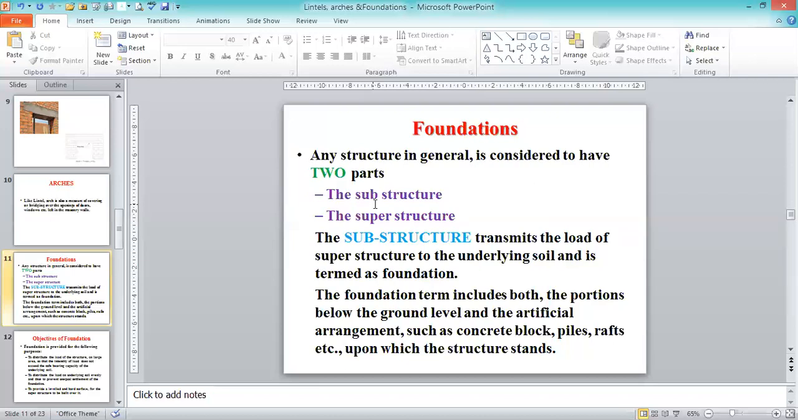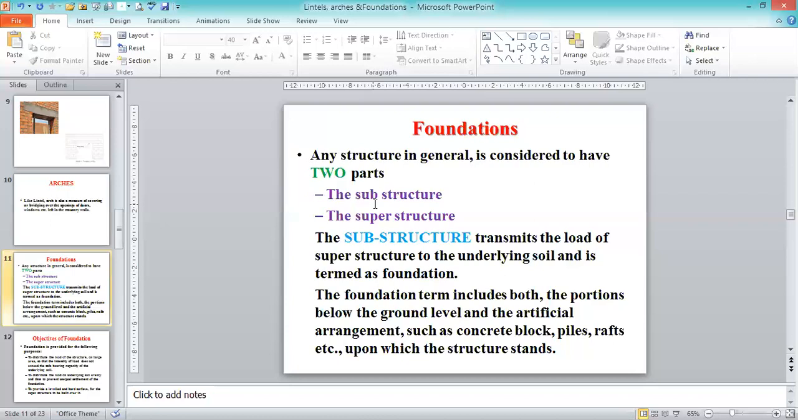Whatever construction we provide below the ground level is called the substructure. Above the ground level, the structural elements are called the superstructure. The structural elements in the substructure are called foundations. In the superstructure, the elements we design are columns, beams, slabs, and various openings such as doors, windows, lintels, arches, and different types of floors.